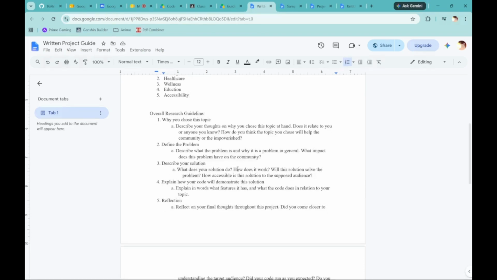Then comes describing your solution. We wanted this more in words, so just saying that I want to solve this problem in this specific way, and here's how it can be done.